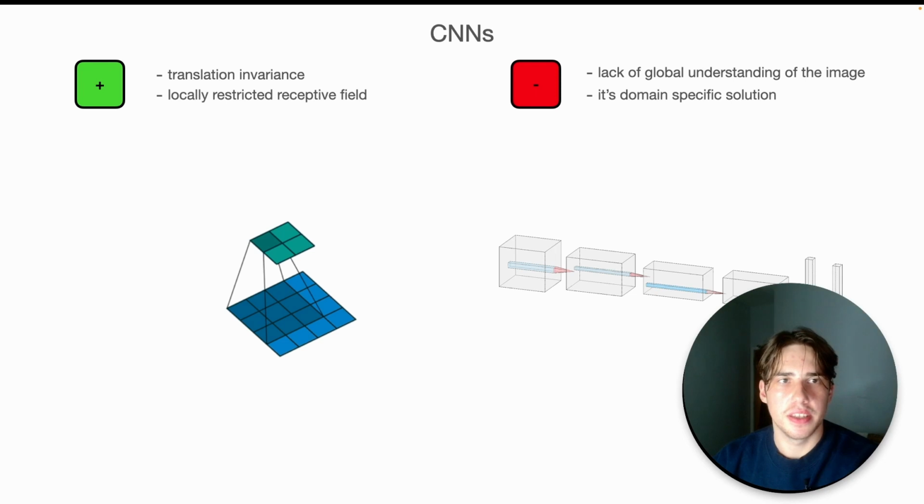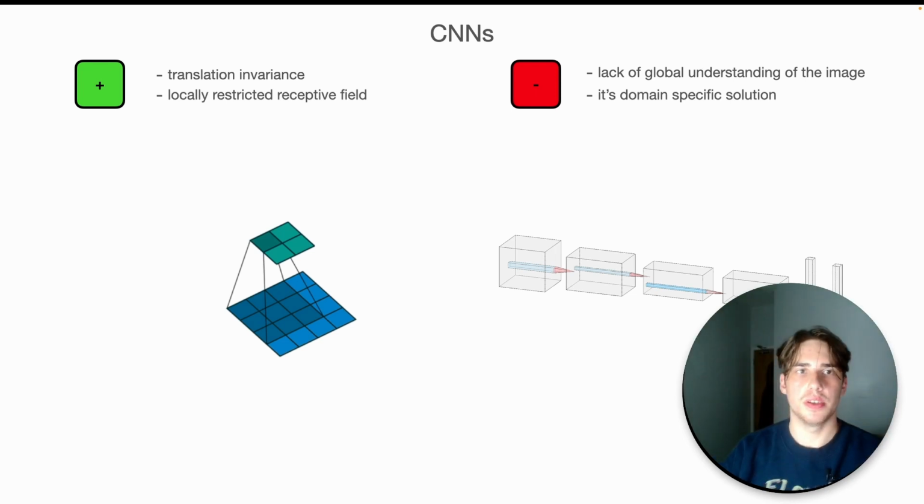Okay, so CNNs have translation invariance and a locally restricted receptive field. What it means is that a CNN has a kernel that moves around the image, a sliding window, and it extracts features from the image. Because it can move all around the image, it always extracts the pattern that it's looking for. So no matter if the cat is in the top left corner or top right, it always extracts the features from the image. That's the advantage.